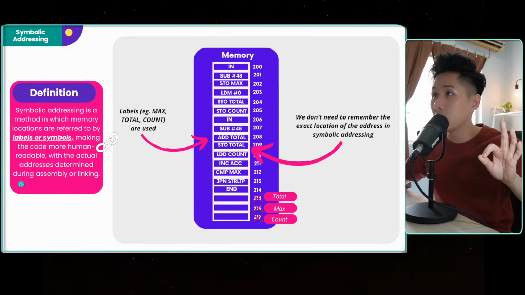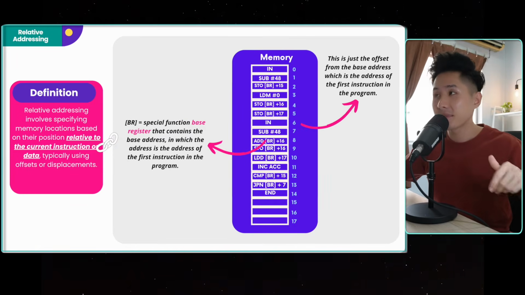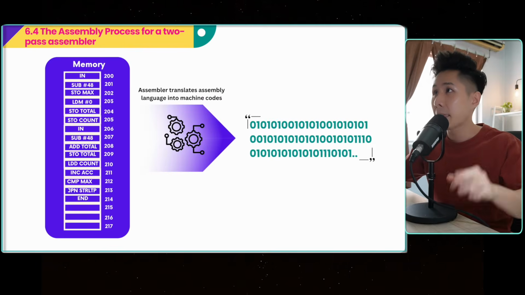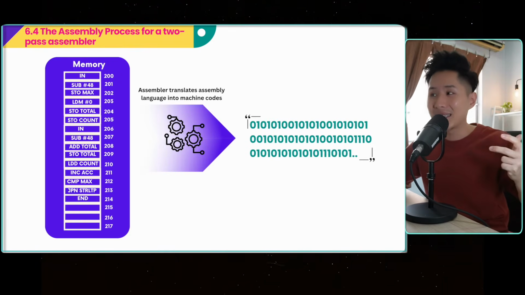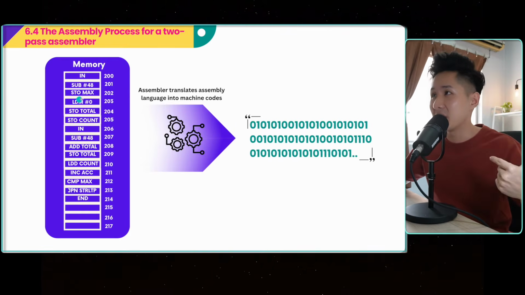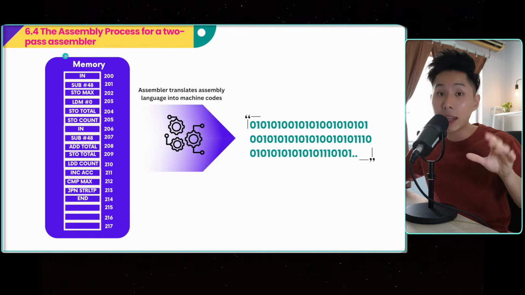So the three addressing modes: symbolic, absolute, and relative. Depending on how you want to write your program, there are three different choices. Right, so that's all about addressing. I know that you might feel very confused, but no worries, be patient with me. So let's look into the assembly process for a two-pass assembly.